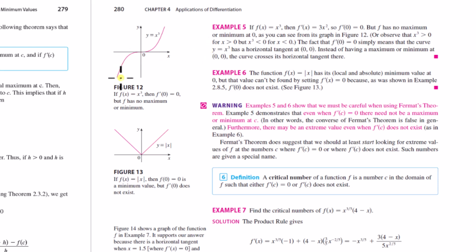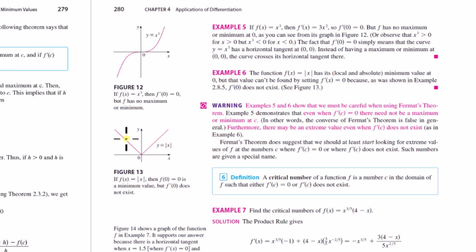Here, this is x cubed. The derivative at x equal to 0 is equal to 0, but we talked about how this is not a local max or min. So did that violate Fermat's theorem? No. The theorem said if there is a local max or min and the derivative exists, then that derivative is going to be equal to 0. The theorem didn't say if the derivative at a point is equal to 0, then it's a local max or min. You see, it didn't say that.